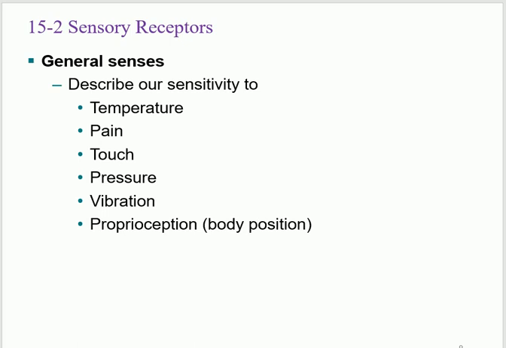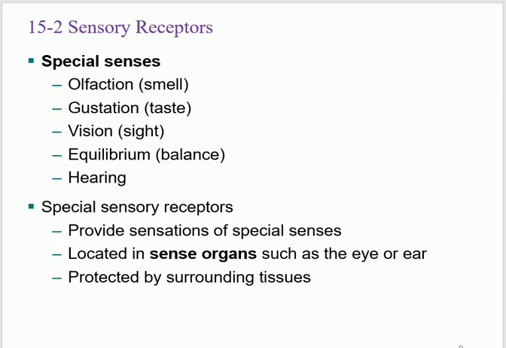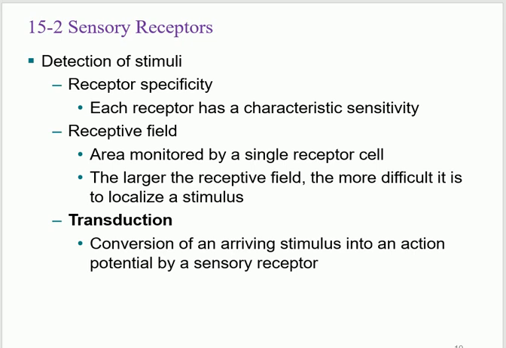What are the general sensations? Anything that's not special sensation. You guys know the 5 special sensations. We know the 5, right? Anything else is general sensation. Touch, pressure, vibration, pain, temperature, proprioception, everything else is general sensation. So here are the special sensations that we talked about, and anything else is general sensation.